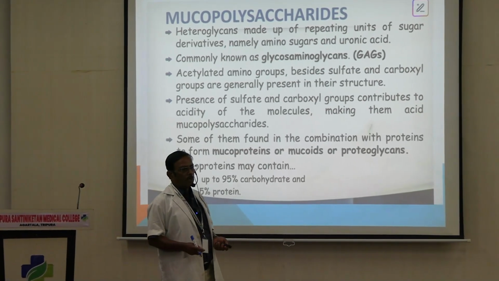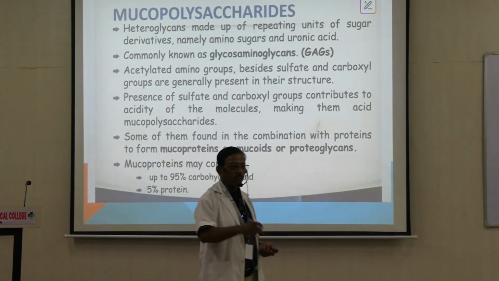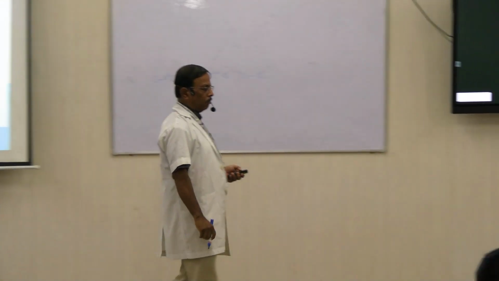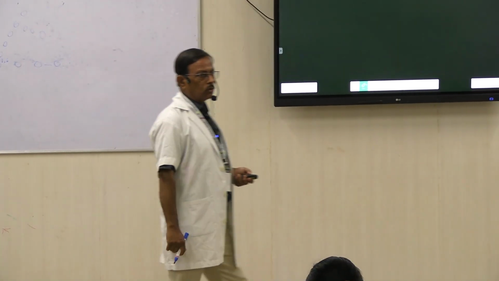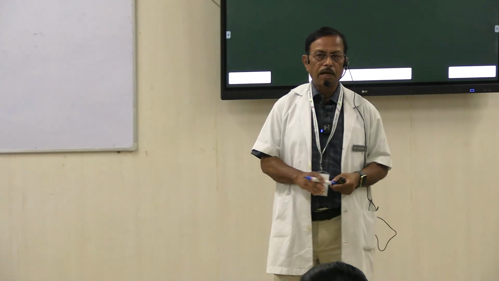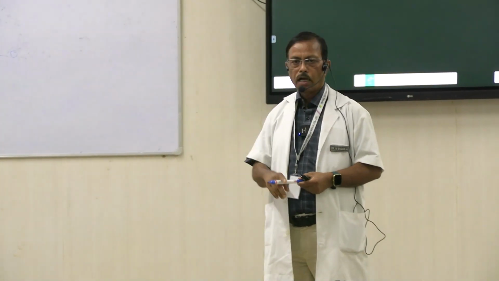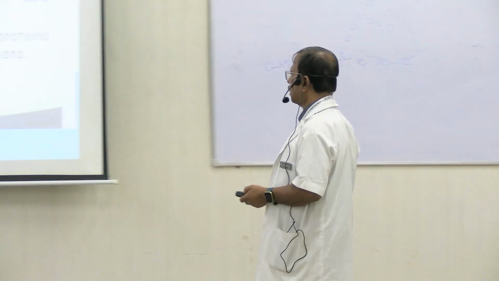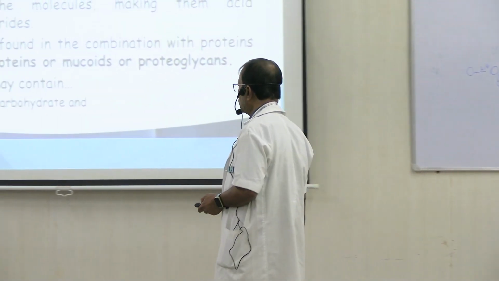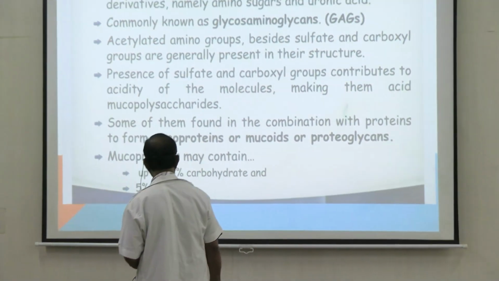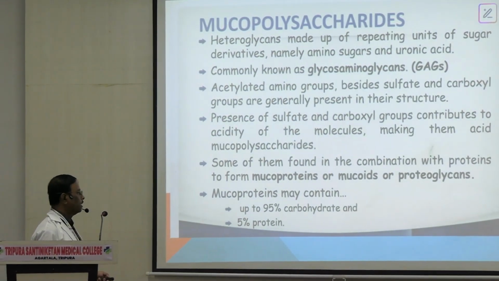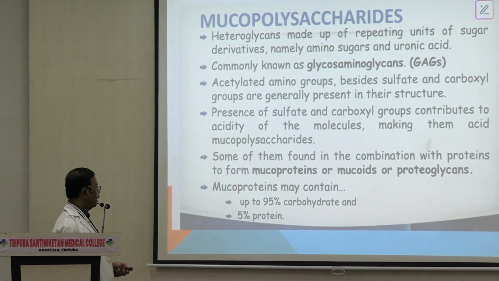Another property of mucopolysaccharide is that it is very slippery. When you touch it, you find that it is very slippery. It is because of the plenty of negative charges present in those molecules. When there is plenty of negative charge, those charges tend to come together and there is repulsion. That's why it is slippery. Some of them are found in combination with protein to form mucoproteins, mucoids or proteoglycans. Mucoproteins may contain up to 95% carbohydrate and 5% protein.